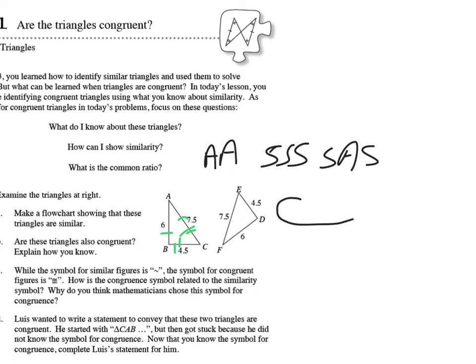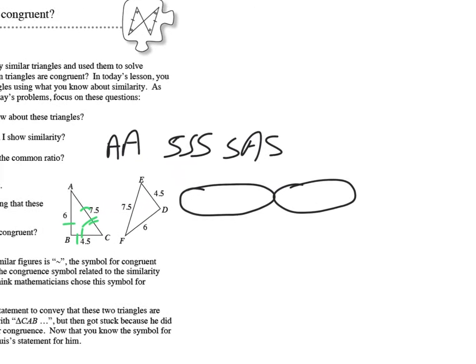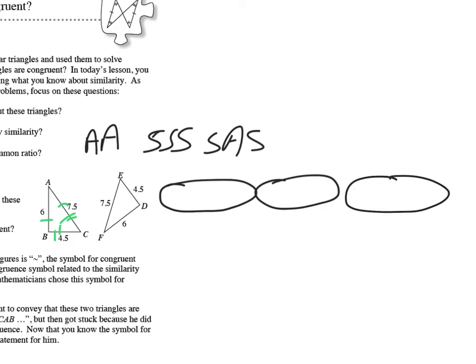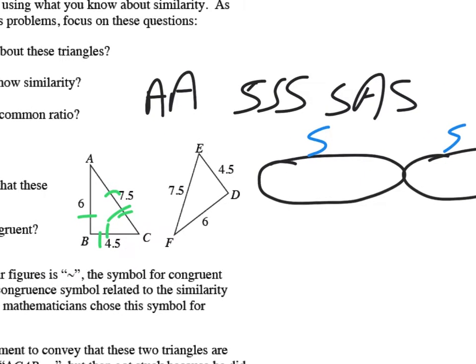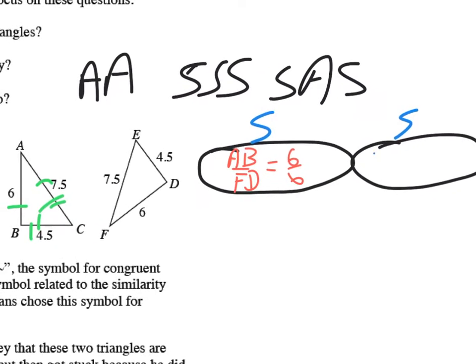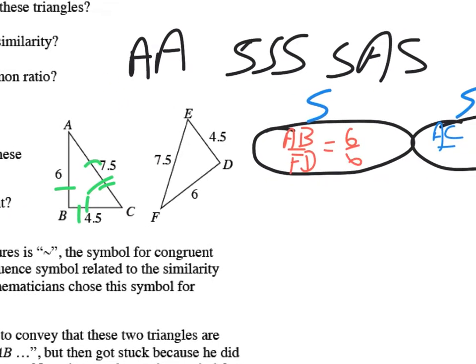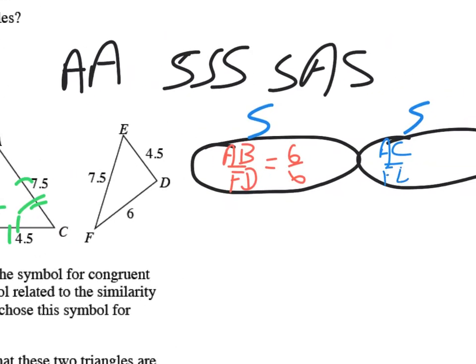So to create a flowchart for that, remember we're going to create three ovals, and within these three ovals are going to be our three sets of sides that we are saying are proportional to one another. So for me, that would say side length AB is going to correspond to side length FD, and that ratio is going to be 6/6. Side length AC is going to correspond to side length FE, and that ratio is 7.5 divided by 7.5.